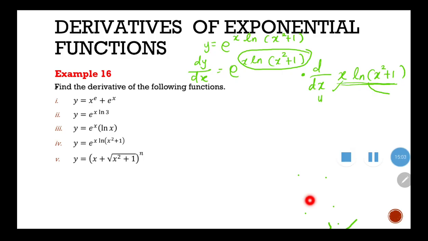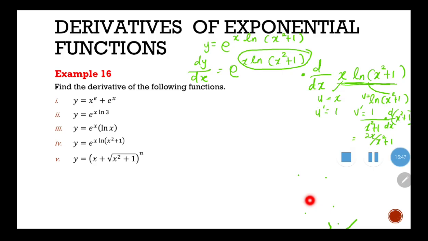So now we shall use the product rule because this is the multiplication of two functions. So u is equal to x and u' is 1. v is ln(x square plus 1). v' is 1 over x square plus 1 times the d/dx of x square plus 1. Remember, this is the chain rule. So the result is 2x over x square plus 1.